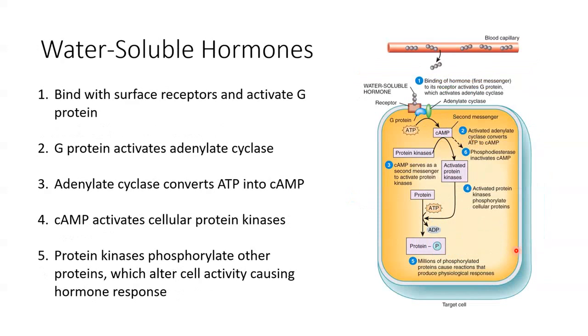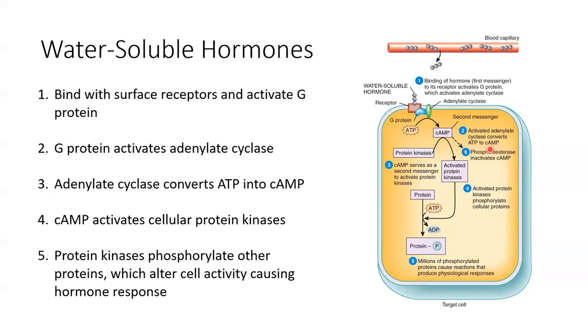With our water-soluble hormones, remembering they can travel in the blood as a free hormone, so just on their own, because they cannot pass through that phospholipid bilayer, they must bind to receptors on the surface of that cell. This binding of the hormone to the receptor activates a membrane protein, which we call a G protein. The activated G protein in turn activates adenylate cyclase. So adenylate cyclase here. Now adenylate cyclase converts ATP into cyclic AMP.